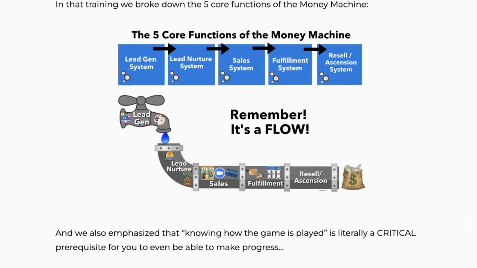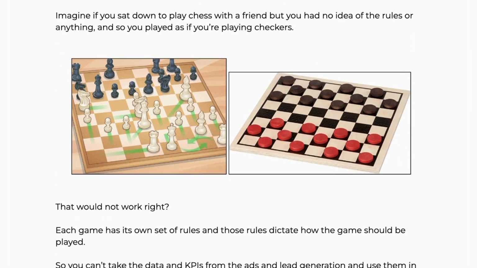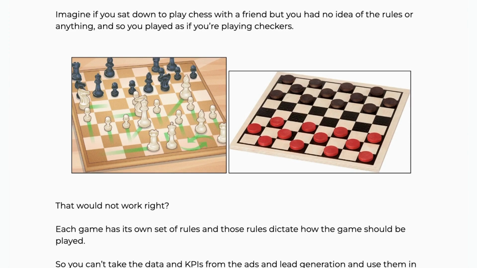So the analogy that I like to use is imagine if you sat down to play chess with a friend. You are going to go ahead and play chess, and you've never played chess in your life. You don't know what the rules are. You don't know how to play. So guess what you do? You whip out the old school checkers because that's what you know, right? That is what you have learned and that's what you played all the time.